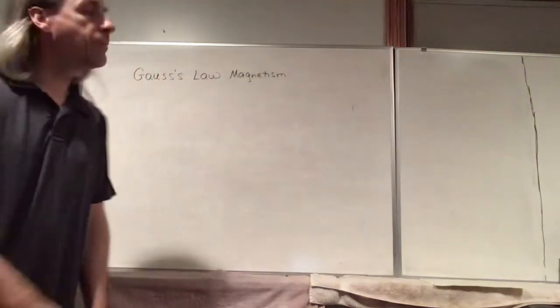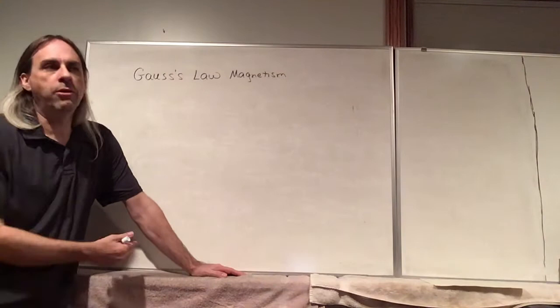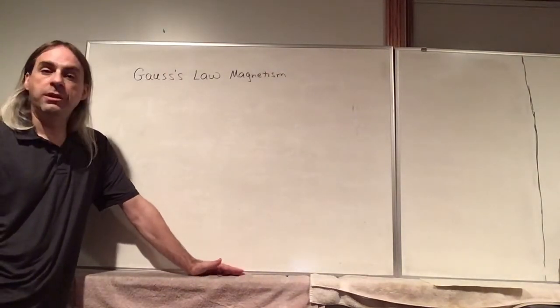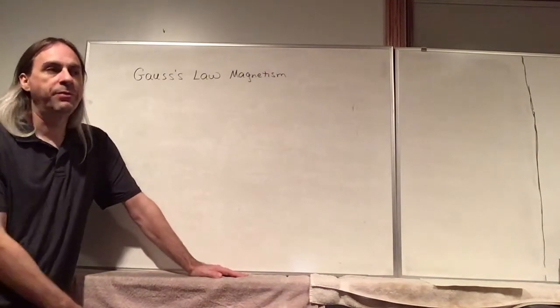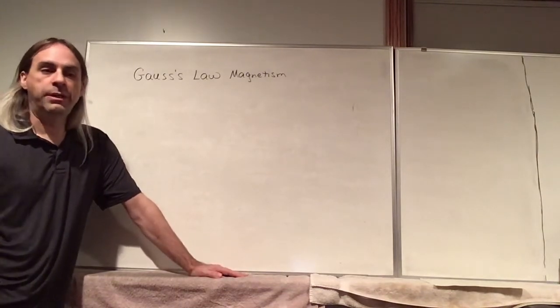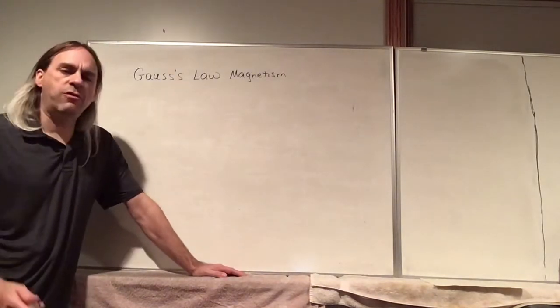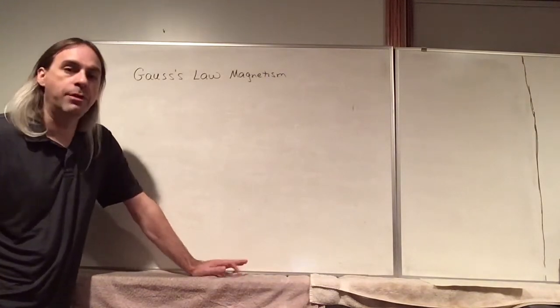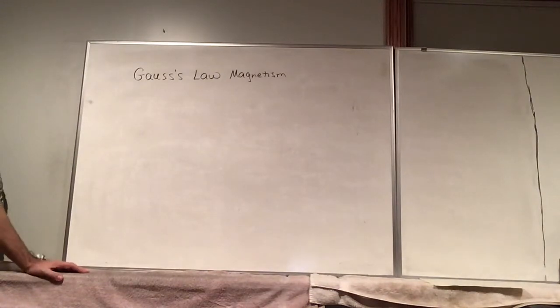Hello, class. As mentioned before, there are four fundamental equations that govern the subject of classical electromagnetism. These are basically like Newton's laws are for mechanics. And we've covered two of them so far, Gauss's law and Ampere's law. And I want to talk about Gauss's law for magnetism.